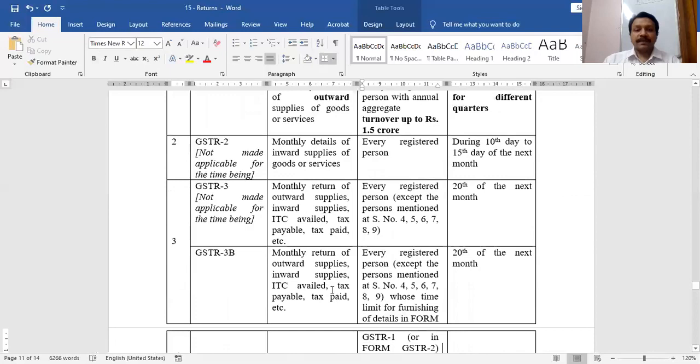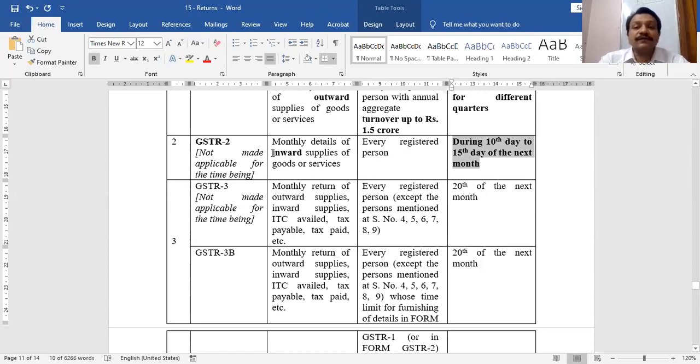Next, GSTR2. It talks about inward supplies. Now, can you make sense of which section I'm talking about? I'm talking about section 38. If you remember, section 38 deals with inward supply. Every registered person has to furnish this GSTR2, and here the due date is 10th to 15th of next month.